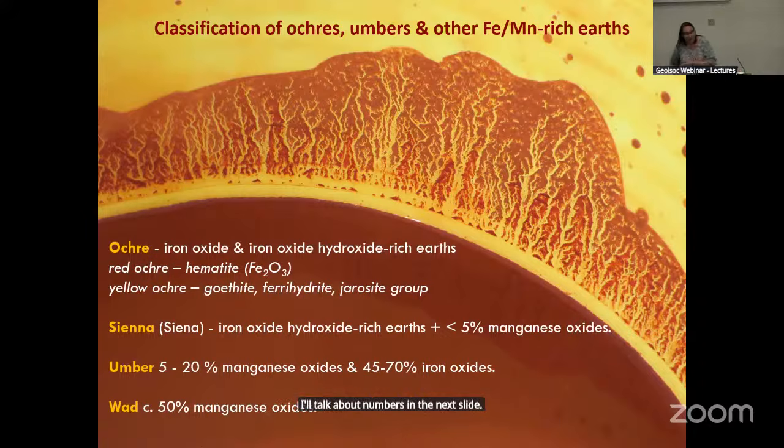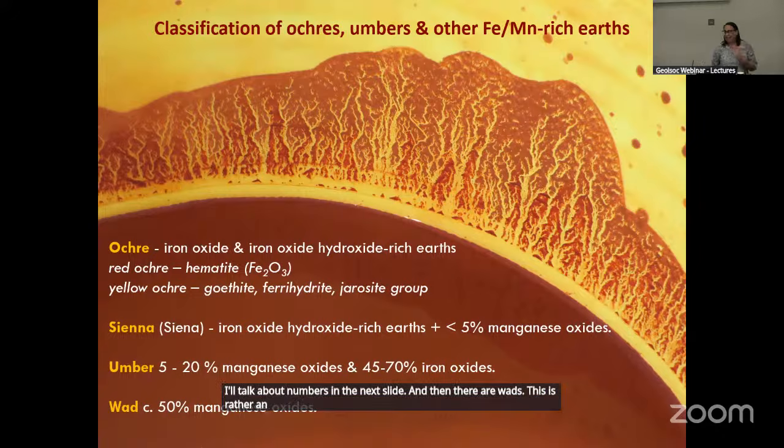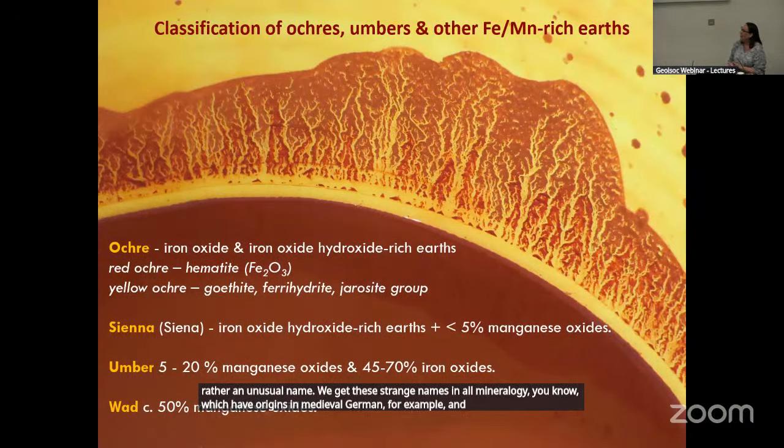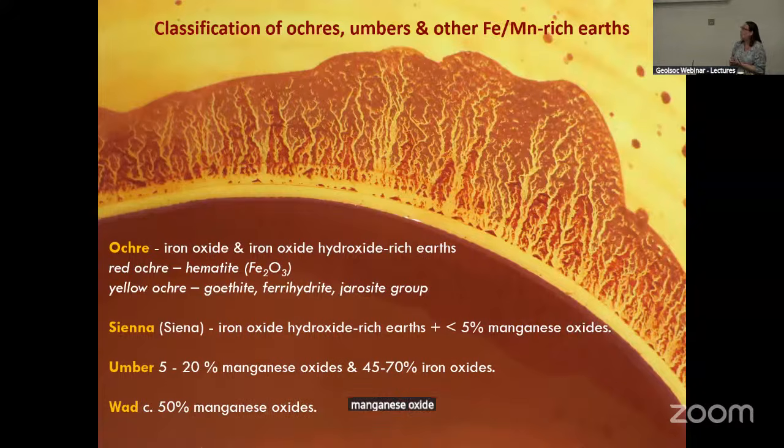And then there are wads. This is rather an unusual name. We get these strange names in all mineralogy, which have origins in medieval German, for example, and wad is one of them. And these are manganese oxide ochres, manganese ochres, and they're essentially black earth. Nightmare to paint with.